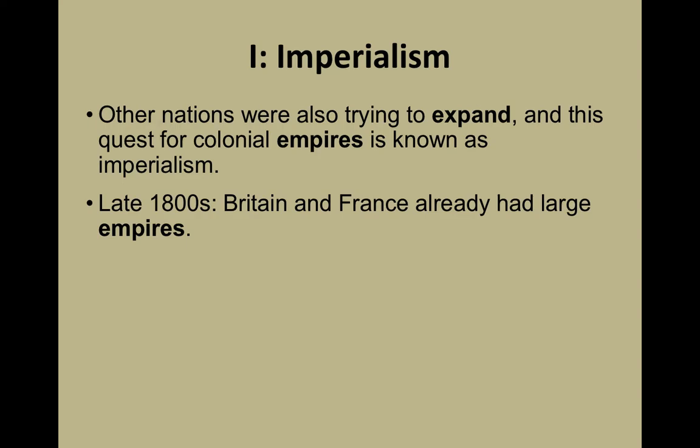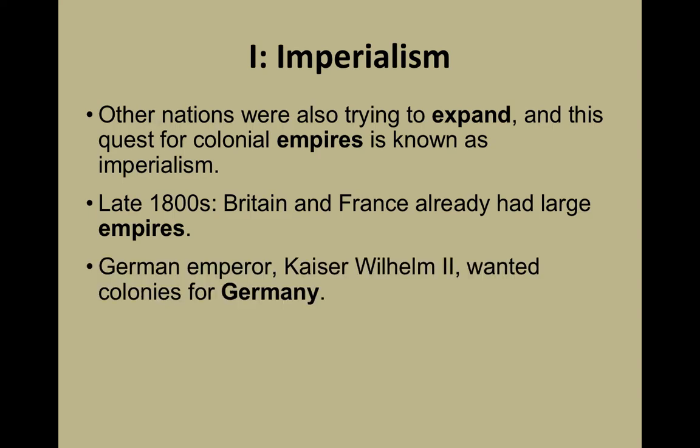Like I already said, by the late 1800s, Britain and France had already done this. They were imperialistic in the 1700s and even into the 1600s. So now they already had huge empires and lots of colonies all around the world. But Germany had just become a country in the 1870s, and they were just gaining power and strength. And the German emperor, Kaiser, which is another name for king, Kaiser Wilhelm II, wanted to strengthen Germany, both their military and to add more colonies for Germany.